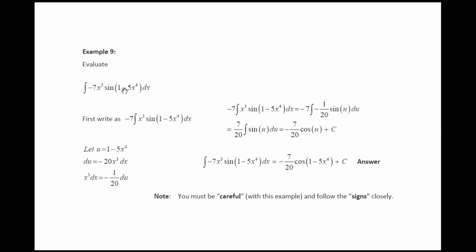We let u be the 1 minus 5x to the 4th, and what's left over, x cubed dx. So if you take the derivative of 1 minus 5x to the 4th, you get minus 20x cubed dx. Okay, we want x cubed dx, so that's minus 1/20th du. So we are going to replace this x cubed dx with minus 1/20th du and the u here. Now, this is going to give me 7/20ths the antiderivative of sine of u, which is a cosine of u. Now, the antiderivative of the sine is minus the cosine, so we have that minus sign there, and then we plug back in.